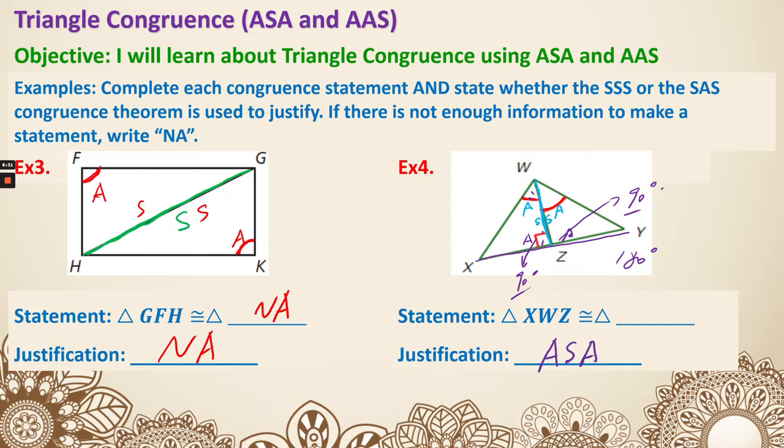Now let's write the statement. XWZ, start from the point further away from the shared line. So that means it's got to be a Y, and then WZ is being shared without even rotating or anything. So that's the statement. And that is example 4.